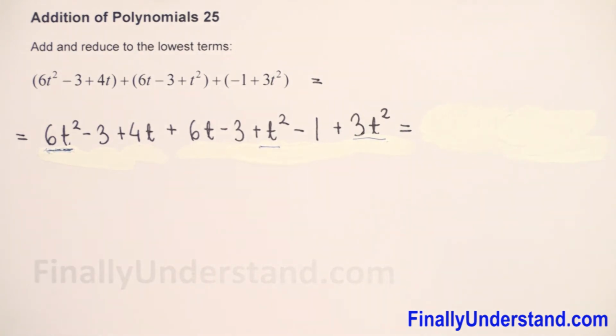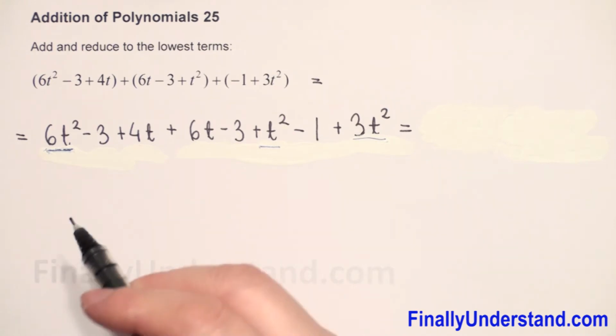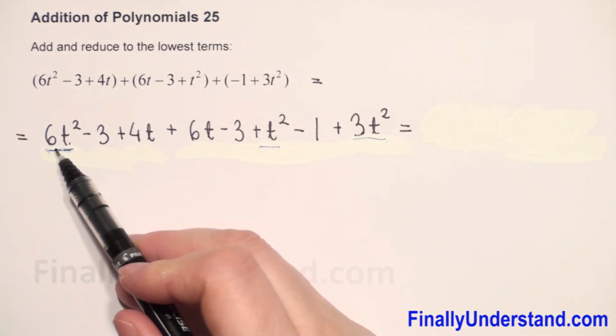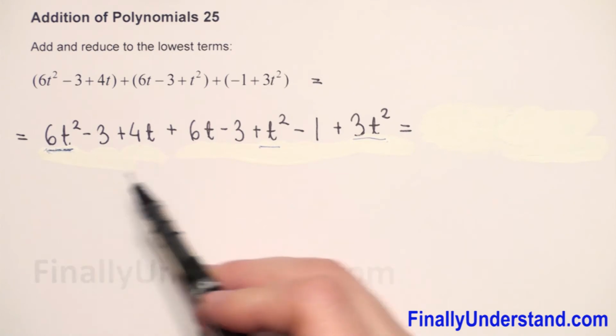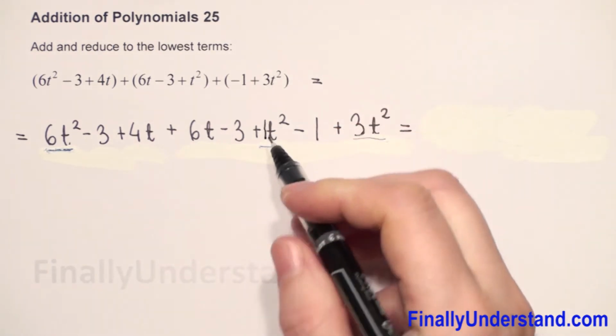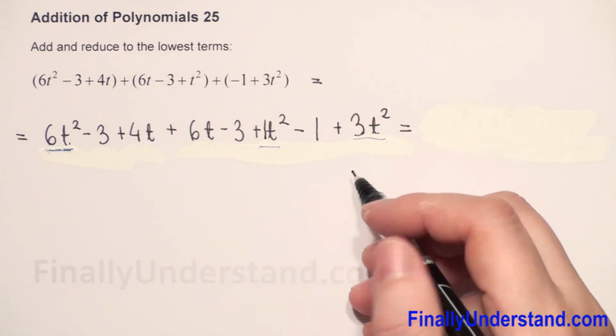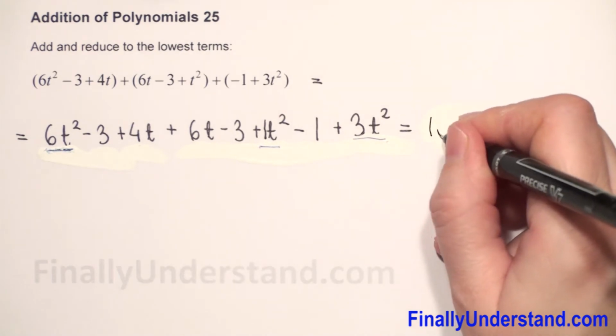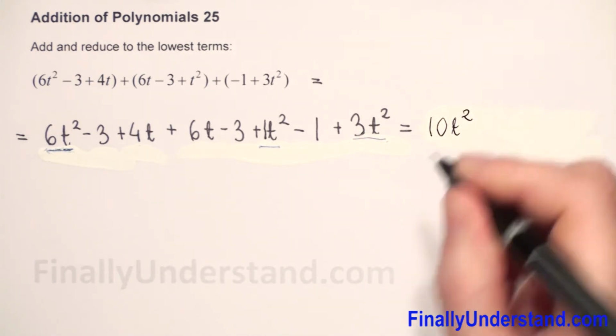We have to add coefficients before t squared and rewrite t squared. Coefficient before t squared we have 6. Here is invisible 1, so will be 7 plus 3 is 10. So we have 10t squared.